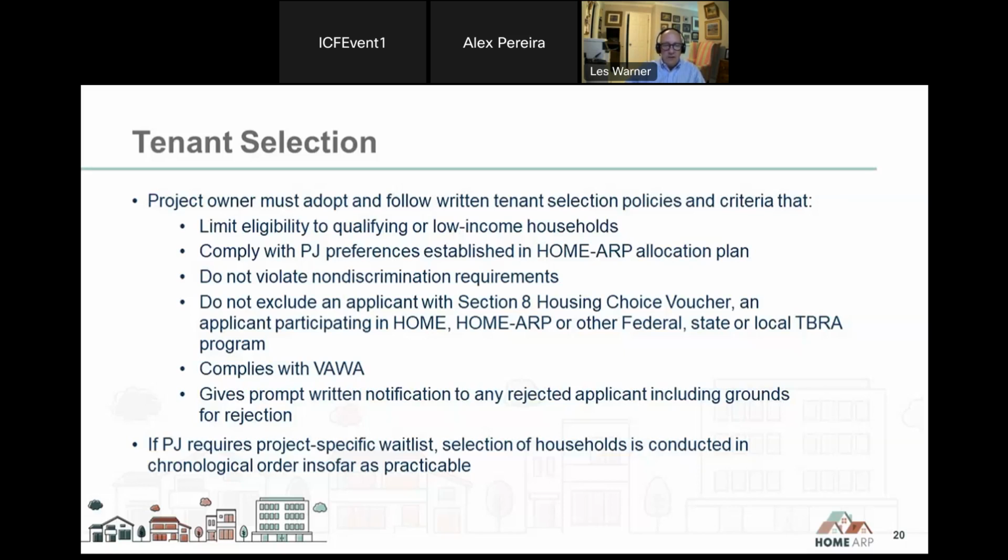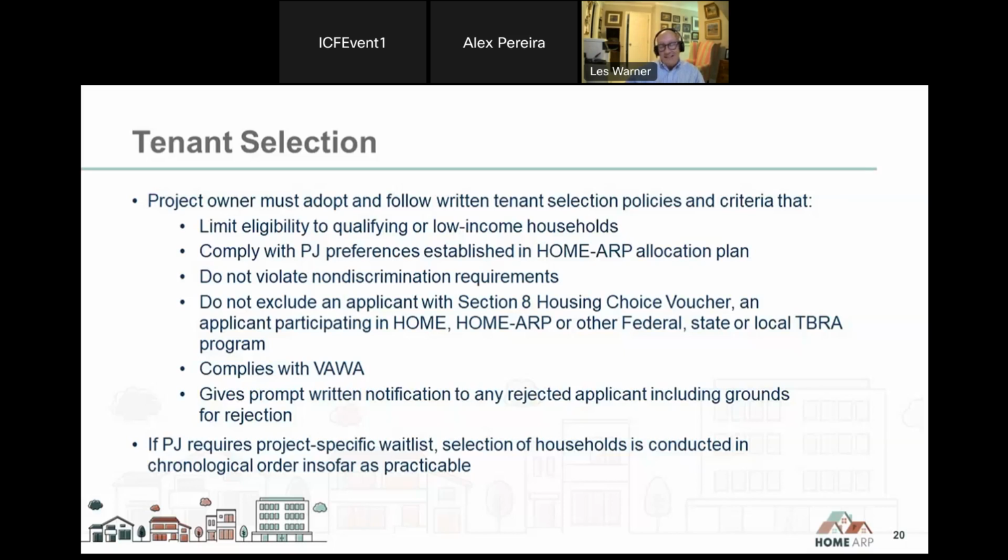And that would also include somebody that's participating in a tenant-based rental assistance program that might be through HOME or HOME-ARP or some other federal program. Keep in mind the requirements under VAWA, which is protecting the rights of folks who have been victims of abuse or dating violence, and there's a list of criteria on this. We need to make sure that the VAWA requirements are also included in your tenant selection criteria.